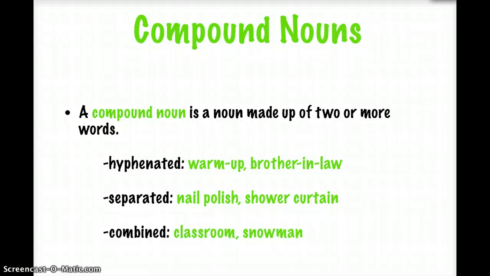Lastly, we have compound nouns. A compound noun is a noun made up of two or more words. Here are some examples of hyphenated, separated, and combined compound nouns. A hyphenated compound noun: warm-up, brother-in-law. So those are hyphenated compound nouns. Separated: nail polish, shower curtain. Those are all examples of separated compound nouns. Combined compound nouns, we have classroom and snowman.